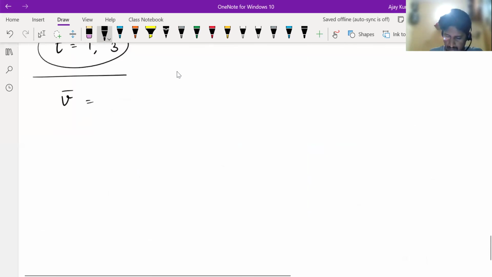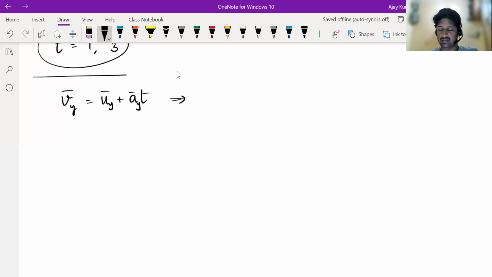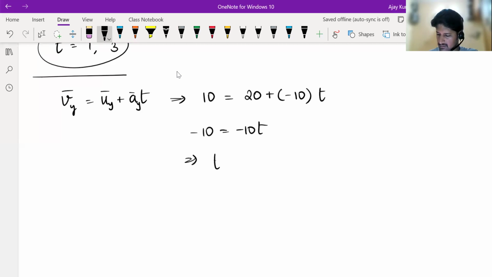v is equal to u plus at, right? I'll use the y components. Now at that height, one possible y component is plus 10, is equal to initial y component was 20, acceleration due to gravity minus 10 into t. That's all. Send 20 this side, you will get minus 10 is equal to minus 10t. That means t is equal to 1 second. Correct? The y component is plus 10 at t equal to 1 second.